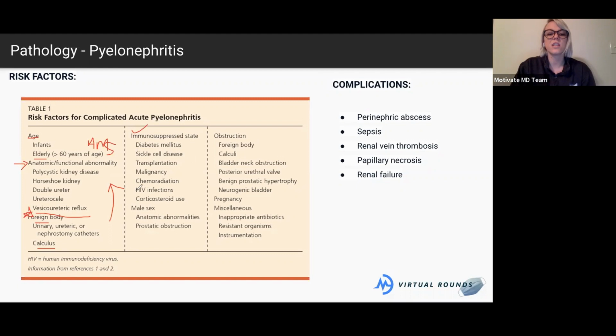So remember, it's not just the HIV, it's not just the diabetes, but things like sickle cell disease. We can get papillary necrosis of the kidney itself from things like sickle cell disease and get a superimposed bacterial infection. Then things like male sex, that's certainly a complicated UTI. Things like obstruction. Then remember, pregnancy is always one.